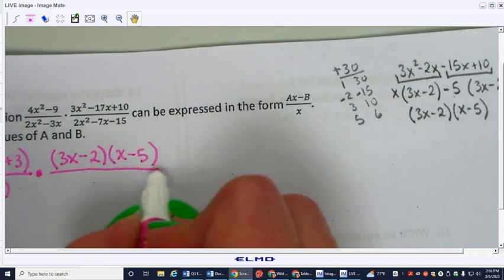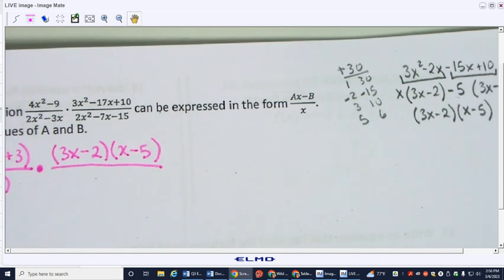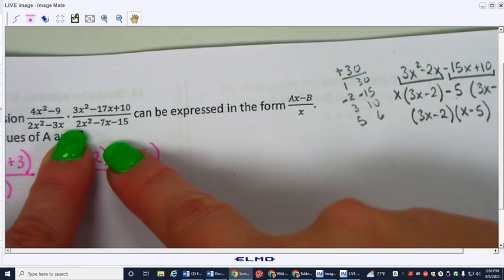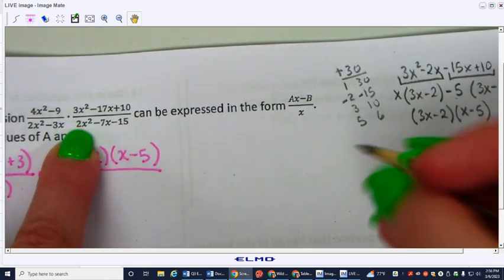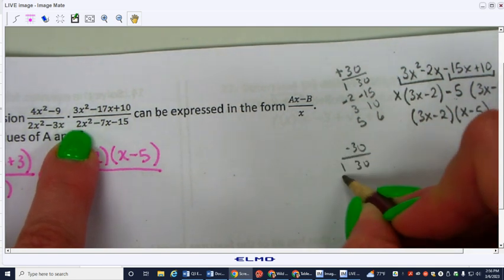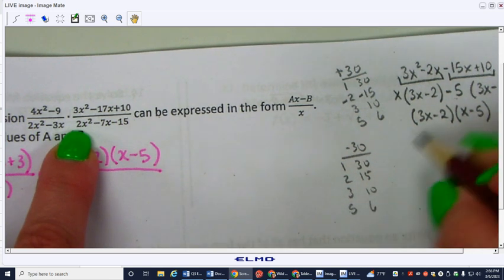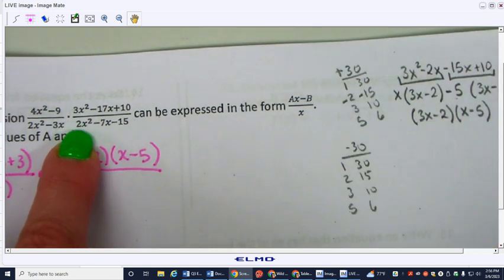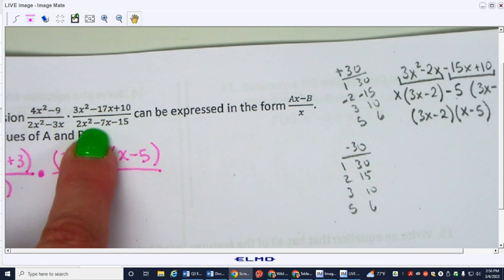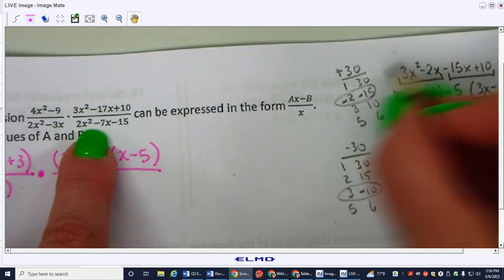Now I need to do the denominator. And again, because I have a number in front of my x squared, I'm going to have to do factor by grouping. My two outside numbers are 2 and 15, so it's still 30, but this time it's a negative 30. When I look at my 1 and 30, 2 and 15, 3 and 10, and 5 and 6, I'm looking for a negative 30, so only one of them is negative, and I want to make a negative 7 in the middle. Negative 10 and 3. That's what I used for the first one.